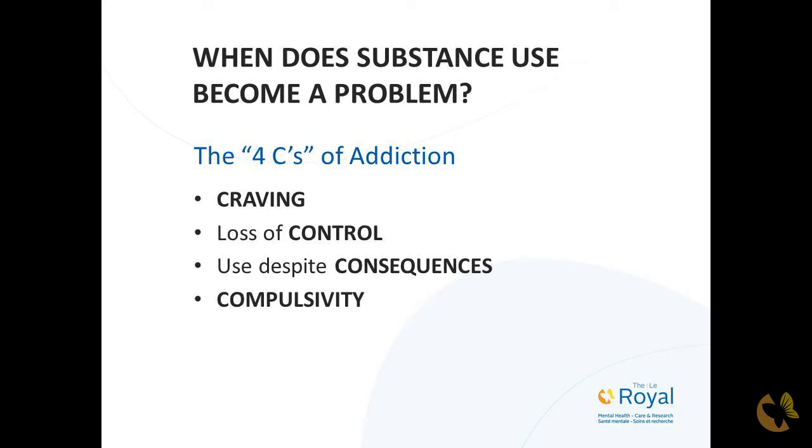So how do you know if you have a substance use problem, or how do you know if your loved one has a substance use problem? This is the quick and dirty rule, and then we'll get into a more detailed rule. But the 4 C's of addiction, right? If you notice that they have a lot of cravings to use substances, if they've lost control over their use, if they use despite consequences, so despite consequences to their work, to their relationships, despite the financial consequences of their use. But I'm going to be a bit more specific.